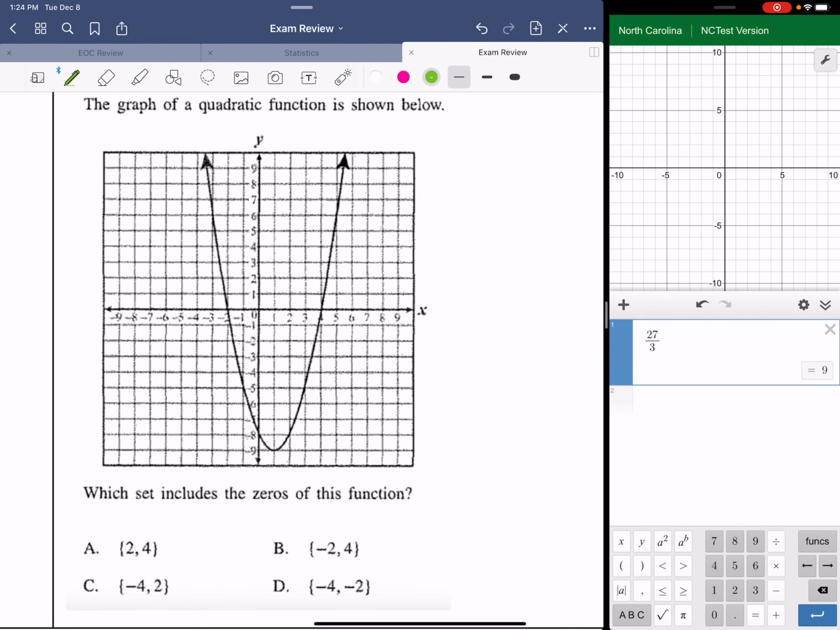Okay, which set includes the zeros? Remember, the zeros are just x-intercepts. So that's at -2 and 4. So -2, 4.